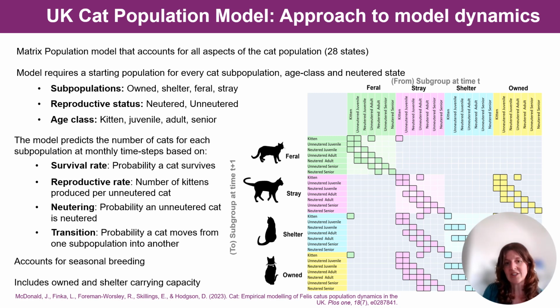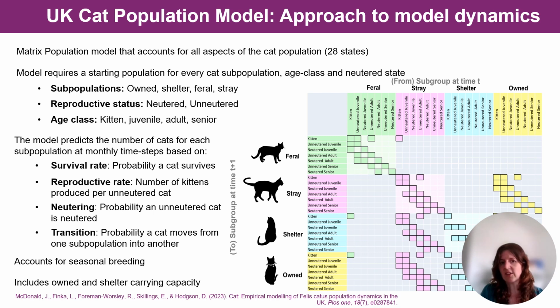The model also accounts whether a cat is neutered or not and the age of a cat. We can then predict how many cats are in each subpopulation through time based on whether they're surviving, the number of kittens they have, whether they are neutered, and the probability that they move from one subpopulation to another, which is termed transition. And this can include whether they are relinquished to a shelter or the rehoming rate or the probability a cat strays, for example. I've also included seasonality in breeding to account for those kitten seasons, and an owned and shelter carrying capacity, as the number of spaces in homes and shelters will be limited.